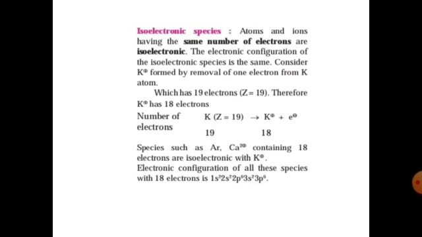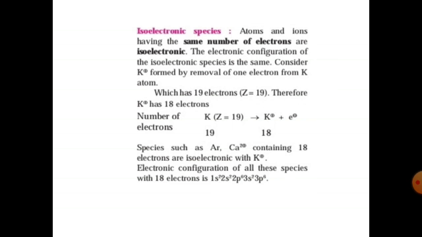Isoelectronic species. Atoms and ions having the same number of electrons are called isoelectronic. The electronic configuration of isoelectronic species is the same. Consider K plus formed by removal of one electron from the K atom, which has 19 electrons, therefore K plus has 18 electrons. When any element gets a positive charge, there is always a loss of electron.